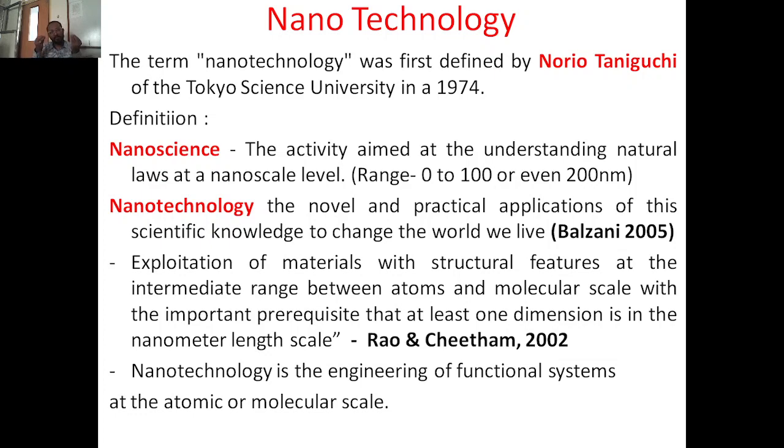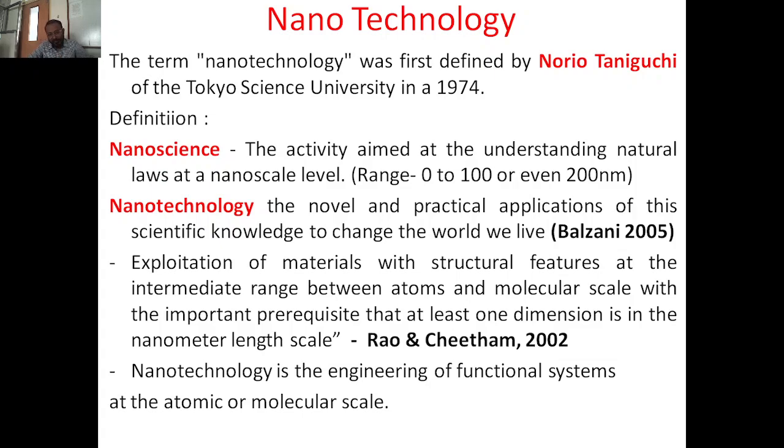It's simple. You have a material whose range is around 1 to 100 or 200 nanometers, and you are using these materials, exploiting their characteristics like surface features, maybe their hardness or their optical properties or electronic properties, all these things. That's why it is called structural features, because structural features give you all the optical, electrical and many other properties. Next, we have: nanotechnology is the engineering of functional systems at the atomic or molecular scale.